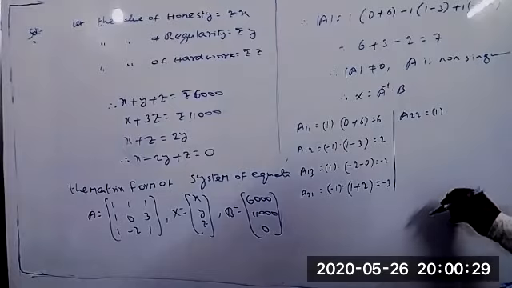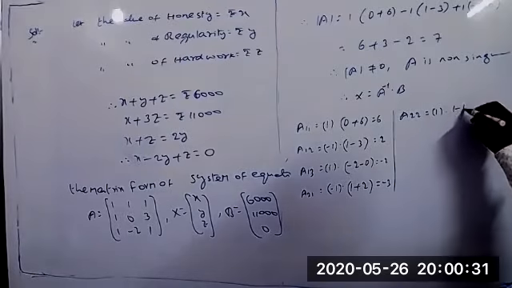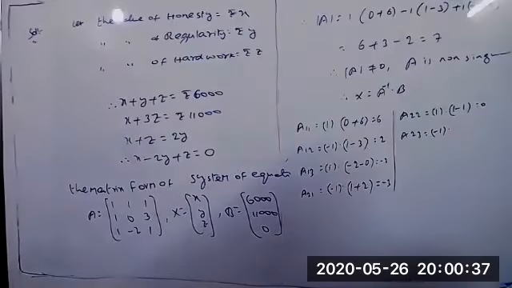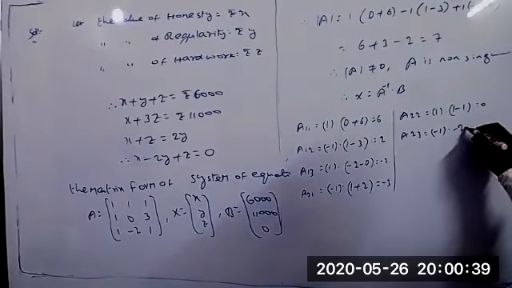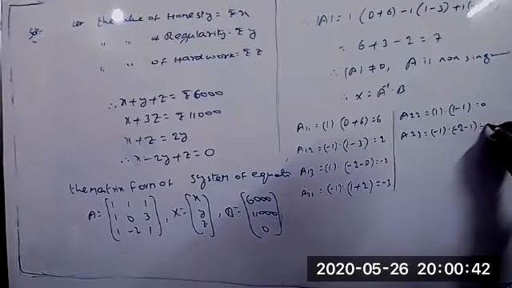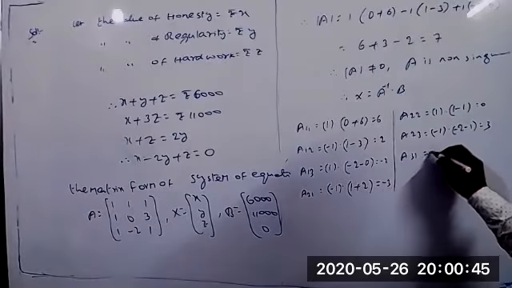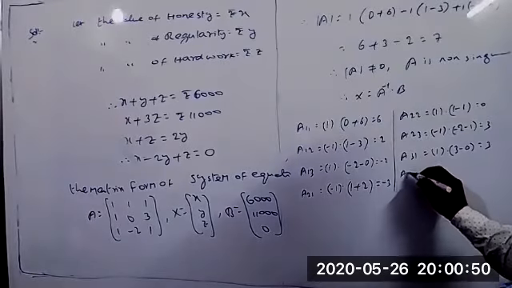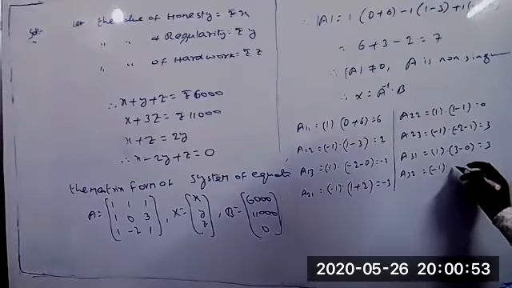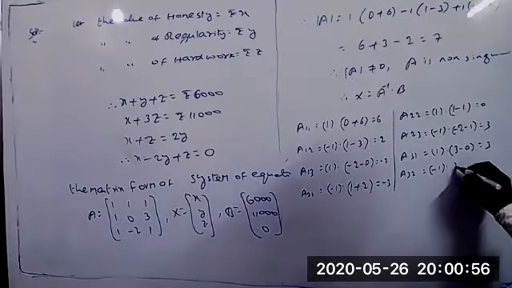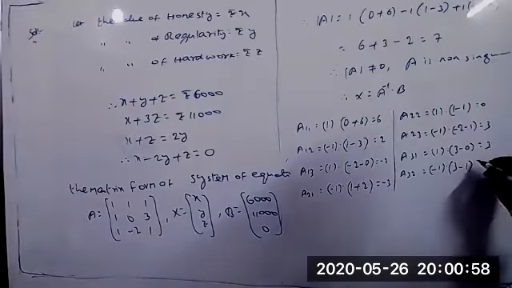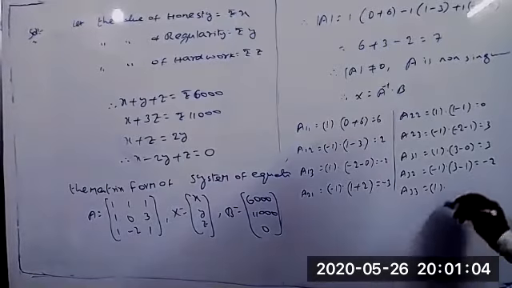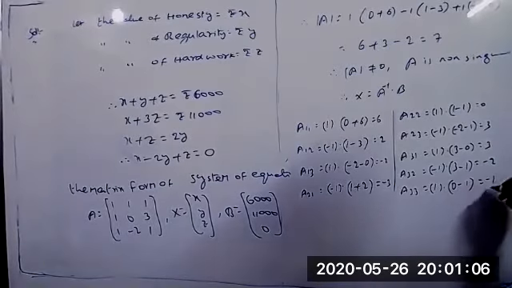1 minus 1 equal to 0. Next A23 equal to minus 1 into minus 2 minus 1 equal to minus 3, I mean plus 3. Next A31 equal to plus 1 into 3 minus 0 equal to 3. Next A32 equal to minus 1 into 3 minus 1 is equal to minus 2. A33 equal to plus 1 into 0 minus 1, it is equal to minus 1.